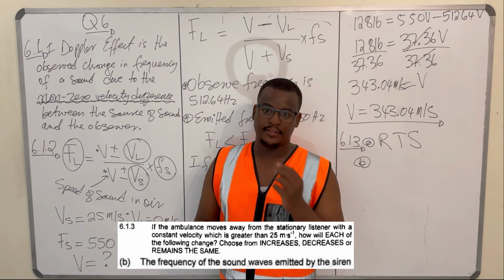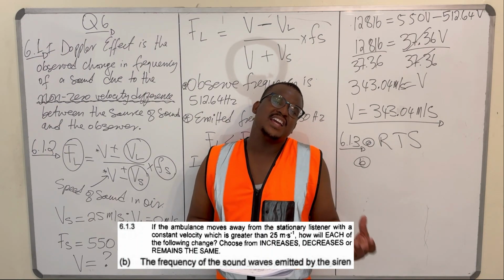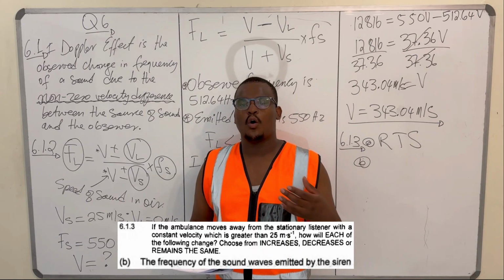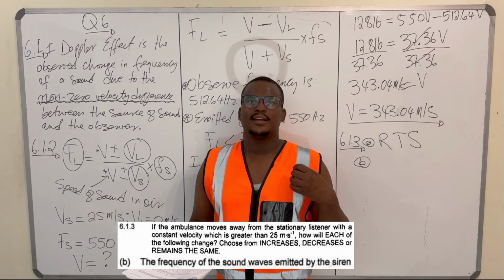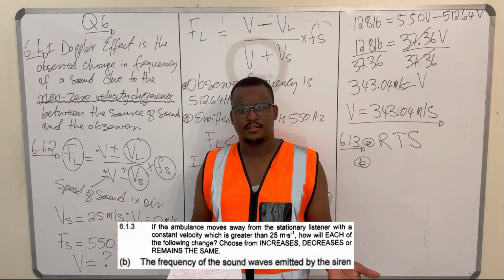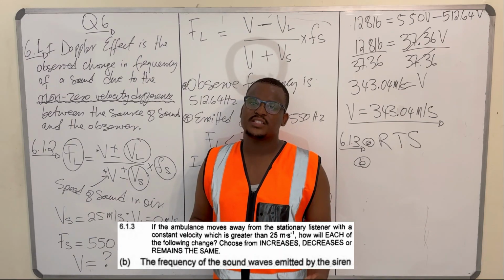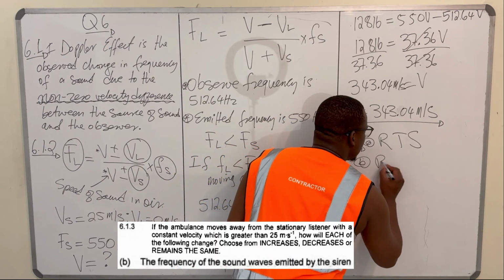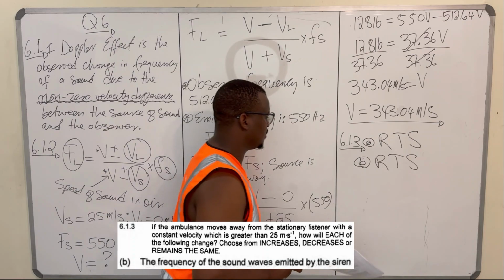The frequency of sound waves emitted by the siren depends on the nature of that siren. It doesn't depend on what velocity the ambulance or the siren is moving at. No matter how fast or slow the ambulance is moving, the siren will be emitting sound waves at exactly the same frequency. So even this one, I would say, should remain the same. That's what I'll say. Then we move to C.